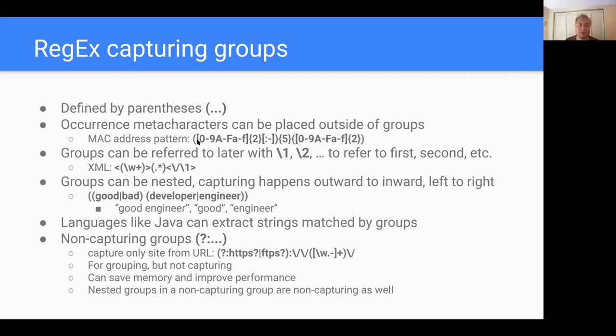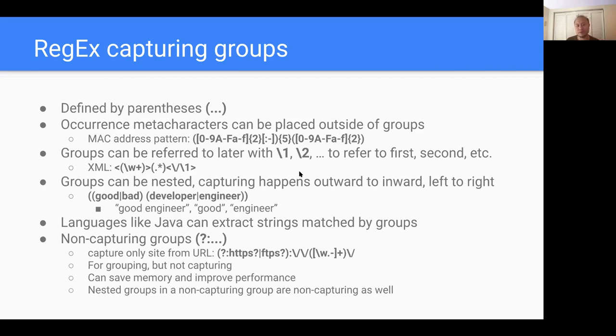For example, we've all seen the machine MAC address, which is 6 sets of 2-character hex digits, separated by colons or dashes. And here's a regex that would match that. We put parentheses here because we're saying I want 2 hex digits followed by a colon or a hyphen, and do that 5 times. That's why it's in parentheses.